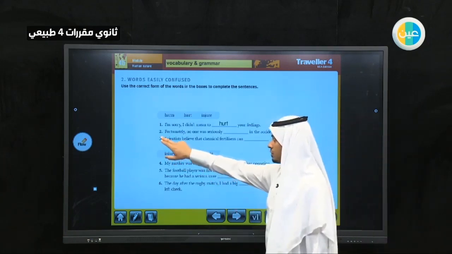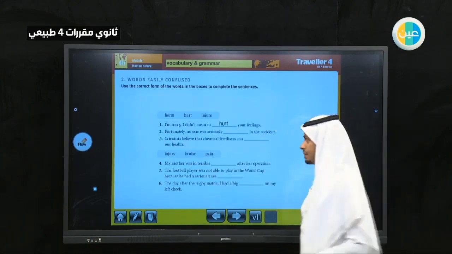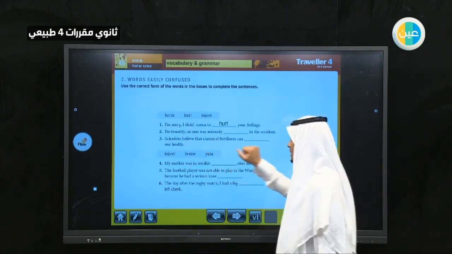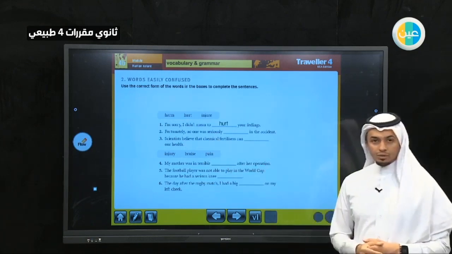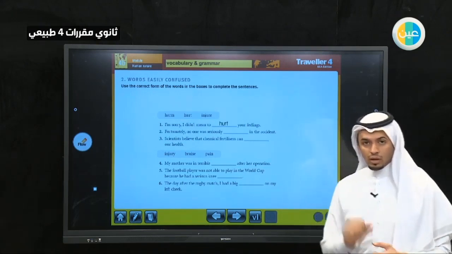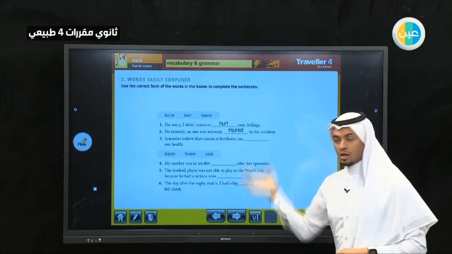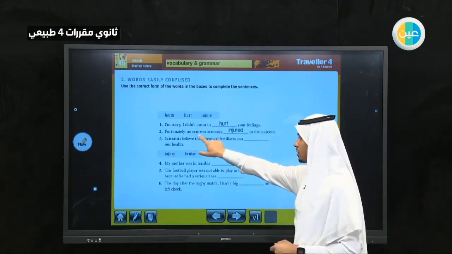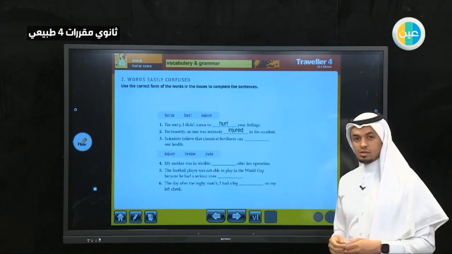Number 2, fortunately, which means luckily, no one was seriously blank in the accident. So an accident happened to someone, but they are all healthy, so no one got what? Injured, in the past, because we have also "was," which indicates that the sentence is in the past.